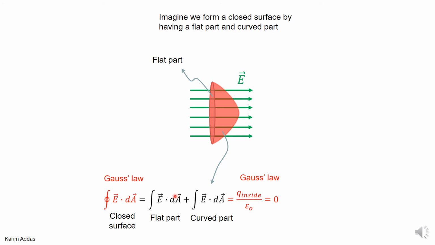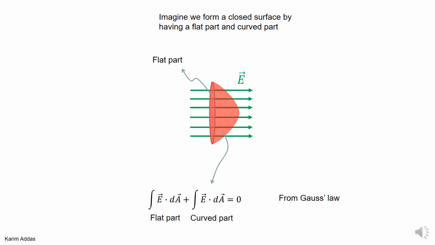And remember that the dA vector for the flat part will have to be pointing to the left because it's pointing from inside to outside. The dA vector for the curved part has to be going to the right like this because it has to be going from inside to outside. The result is that the integration of E dot dA through the flat part plus the curved part is 0. This is from Gauss's law. And so that means one is the negative of the other.